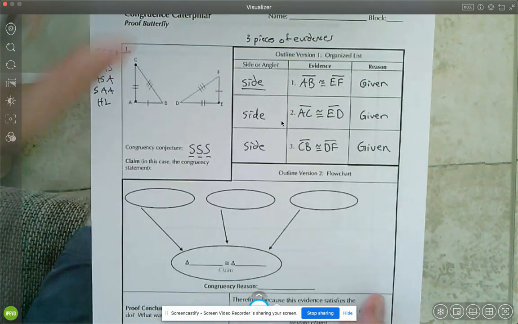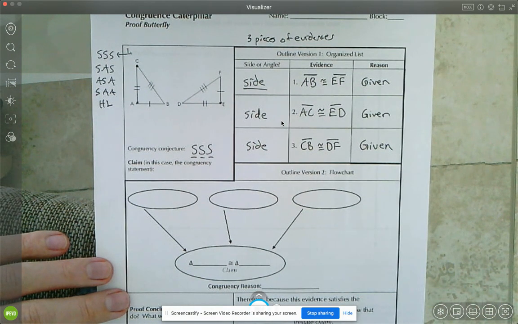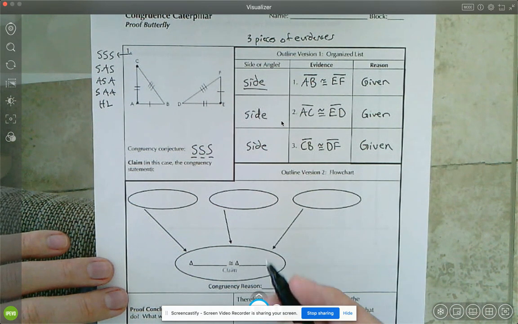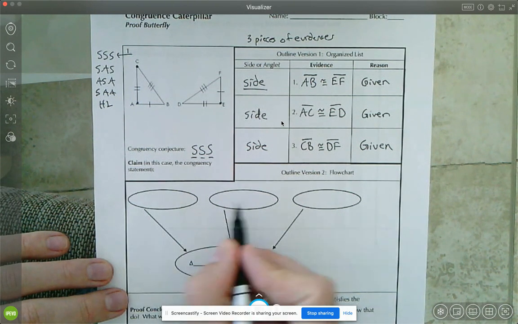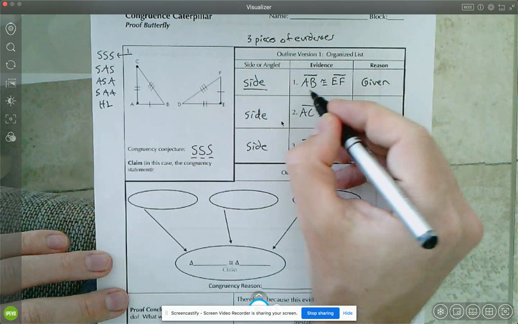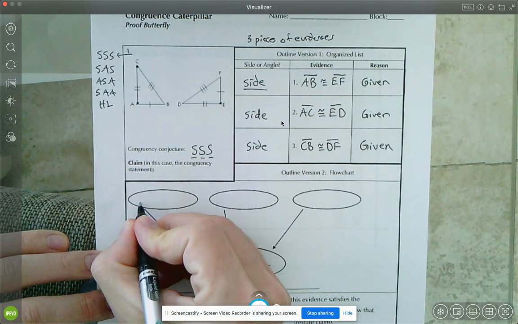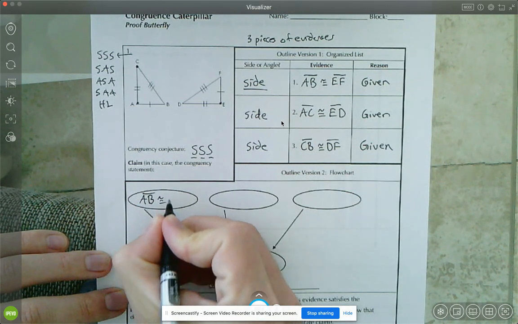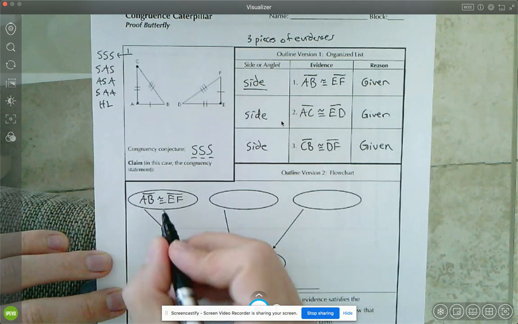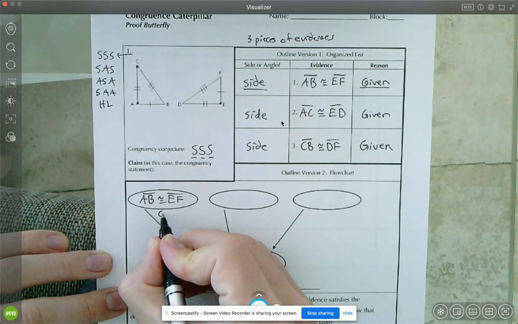Well done, everyone. Now, how do we put this onto a flowchart? We like flowcharts for lots of reasons, one of them being that it shows the flow of logic a little bit better. You might be able to see where this is heading, but these three bubbles are for our three pieces of evidence. Inside the bubble goes our claim, our evidence. So for the first one, we'll put AB is congruent to EF. And where do we put the reason? The reason goes right underneath our bubble. So this given is going to go right underneath the bubble right here.